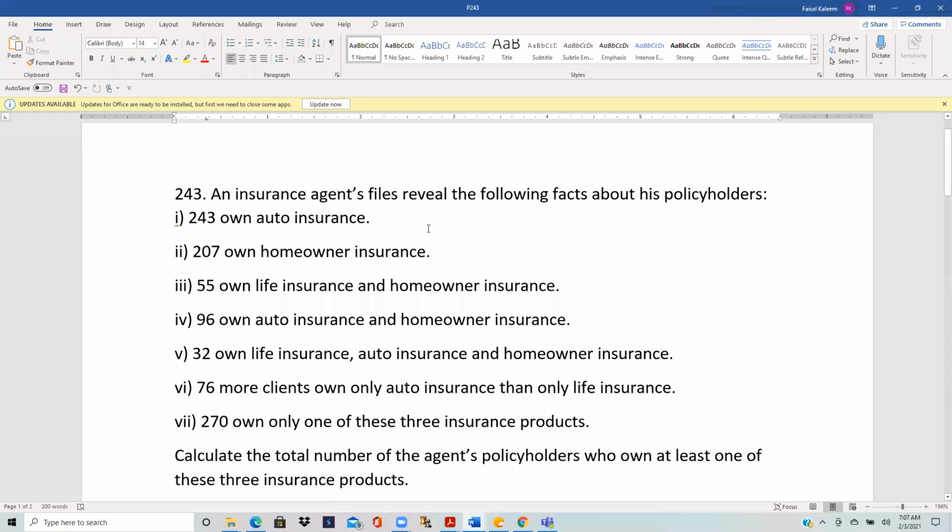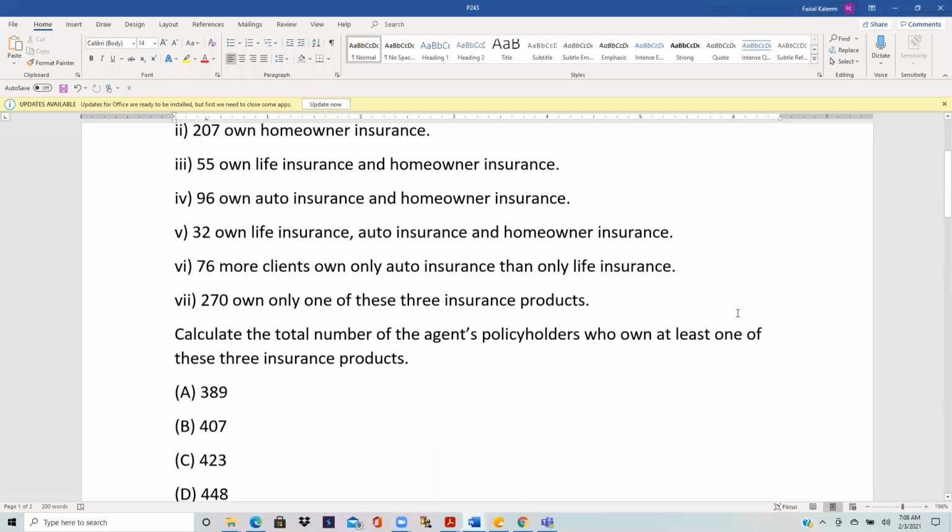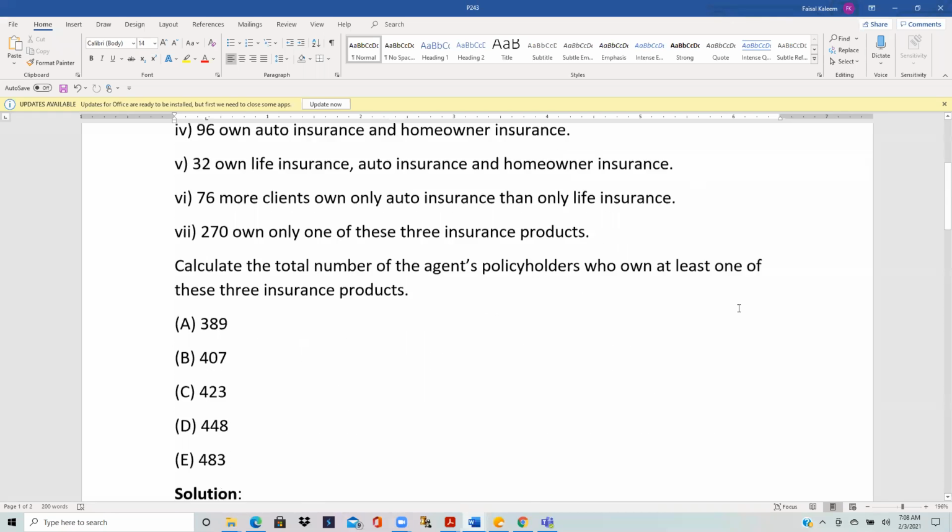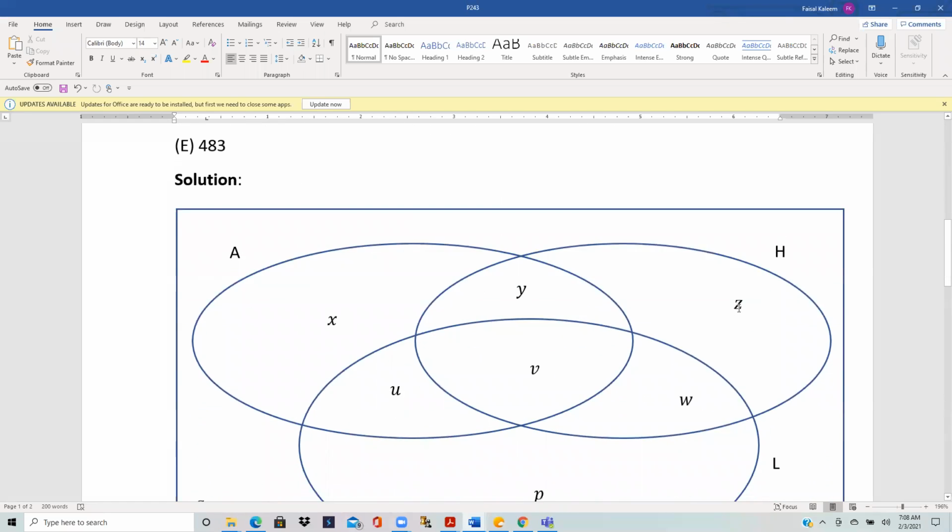An agent's files reveal the following facts about the policyholders. Calculate the total number of the policyholders who own at least one of these three insurance products. So the three products that we see in these conditions are auto, homeowner, and life insurance. So let A be for auto, H for homeowners, and L for life.